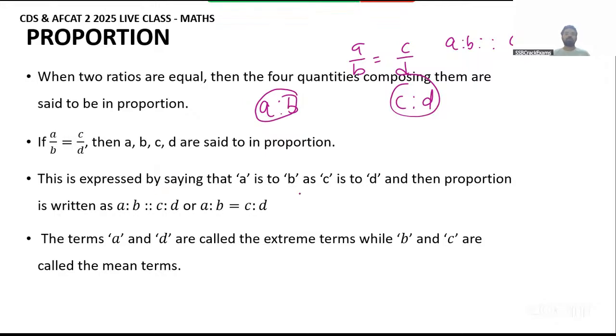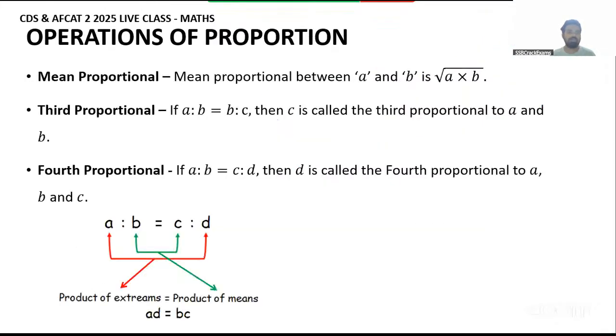This is expressed by saying A is to B as C is to D. This is the grammar only. I have already told you how we write. The terms A and D are called extreme terms, while B and C are called mean terms. A and D are at the end points, so we call them extremes, and B and C are in the middle, so we call them mean terms. These are names only, terminology.